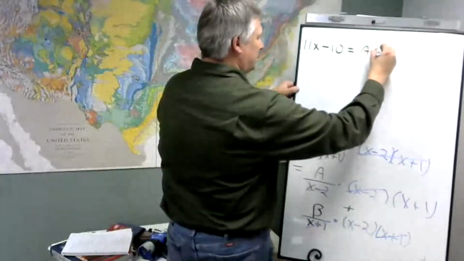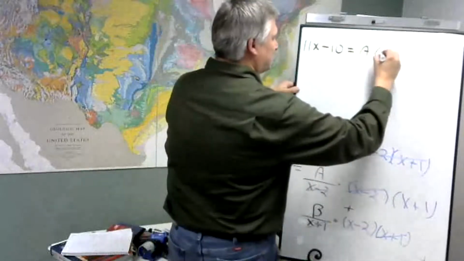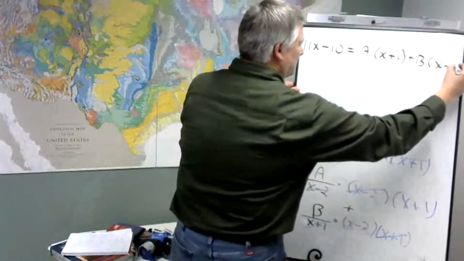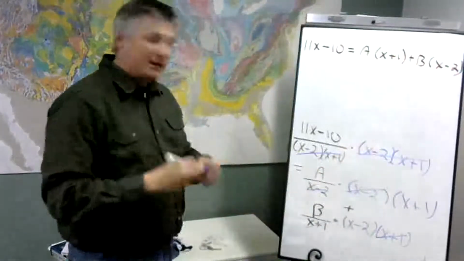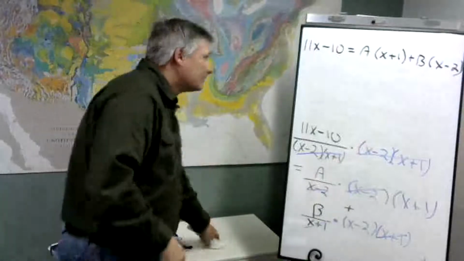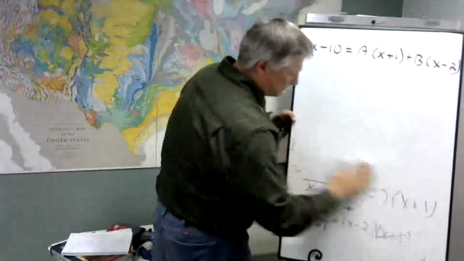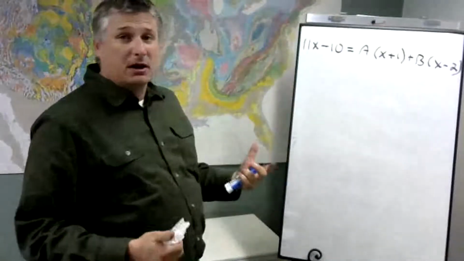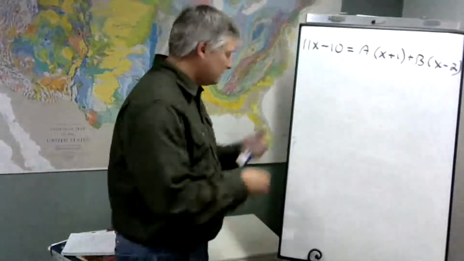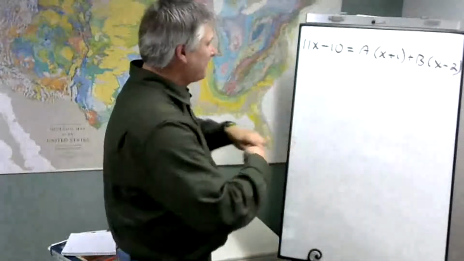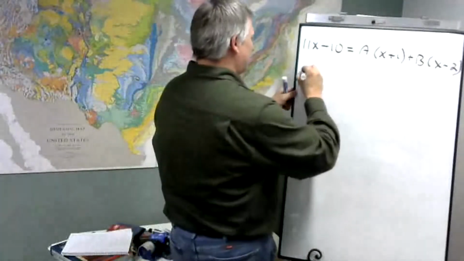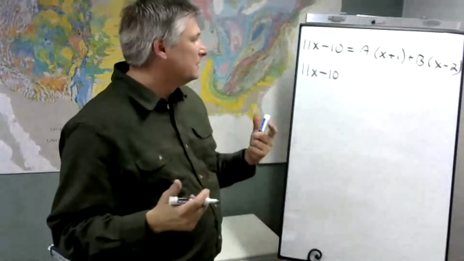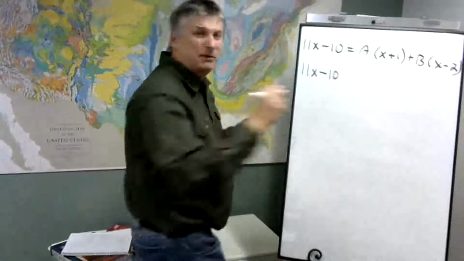We get A times x plus 1 plus B times x minus 2. So again, we're working with rational functions. Try to make life easier, get rid of those denominators, cancel those out. Distribute A, distribute B. And we're going to try to use comparisons to come up with a system of equations. So let me show you what that looks like.